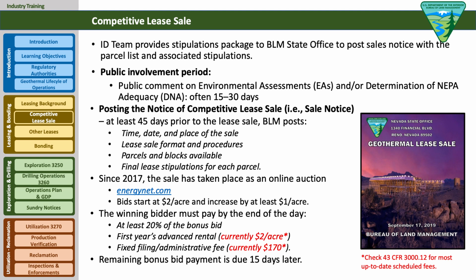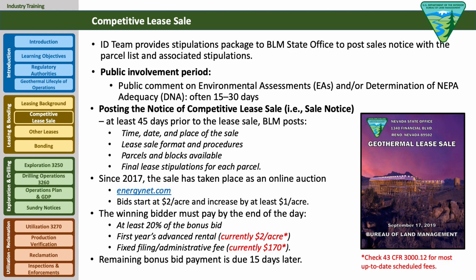The public is given an opportunity to comment on or protest the parcel nominations and the environmental assessments, or EAs, and or determinations of NEPA adequacy, or DNAs, from the reviews. Often, this comment period lasts 15 to 30 days. Afterward, BLM reviews the comments and addresses them as needed.